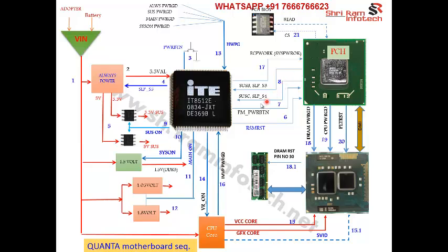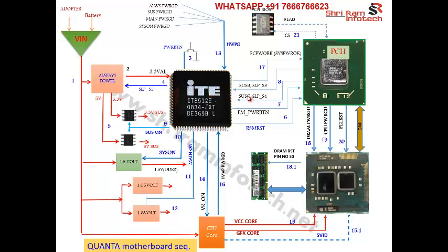After that it waits for the SLPS3 or SLPS4 signal, both signals from the PCH. If these signals are absent, then the PCH may be faulty. So you have to check these SLPS3 and SLPS4. The alternate names for SLPS3 and SLPS4 are SUSB and SUSC. These are the alternative names. Okay, so you have to wait for this signal.